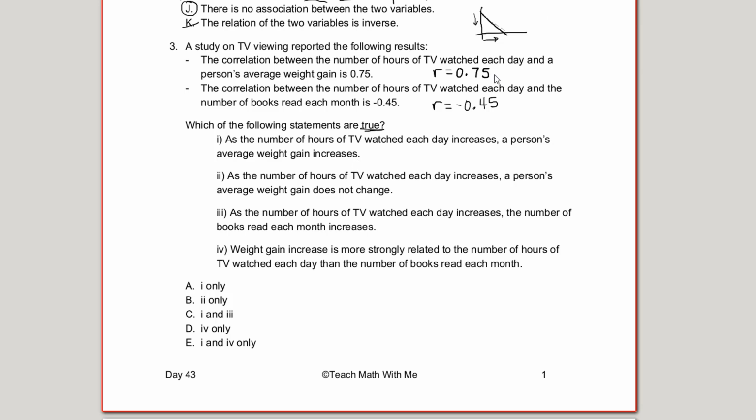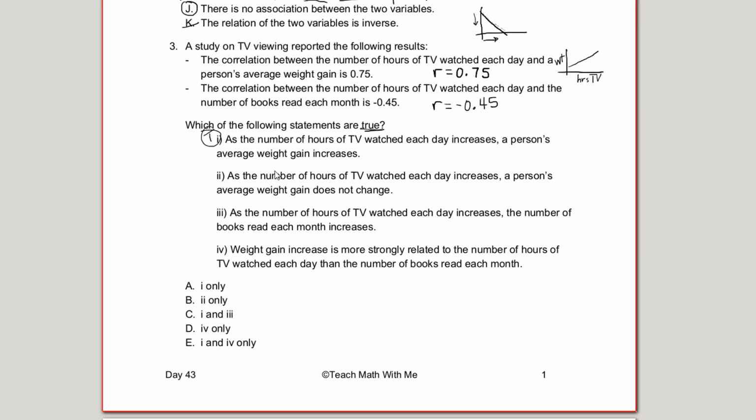Well, let's take a look at what these R values tell us. We could do a quick plot, and here we have the correlation between hours of TV and weight gain. It was 0.75. So we have in general a positive correlation there, meaning as the number of hours of TV increases, weight increases. And is that not what number 1 says? The number of hours of TV watched increases, a person's average weight gain increases. Yes, so number 1 is true.